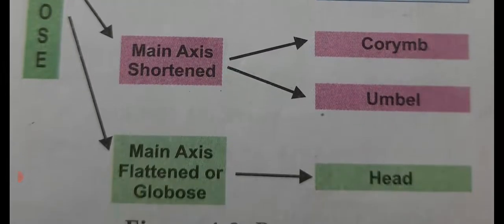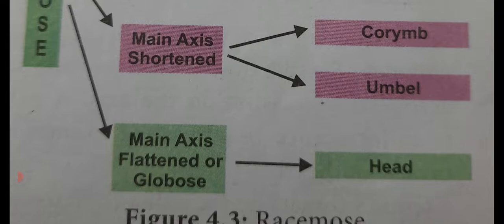Another one, main axis shortened. That means the central axis is very much reduced. It is divided into 2 types. One is the corymb, another one umbel. Both of them are again divided into compound corymb and compound umbel.